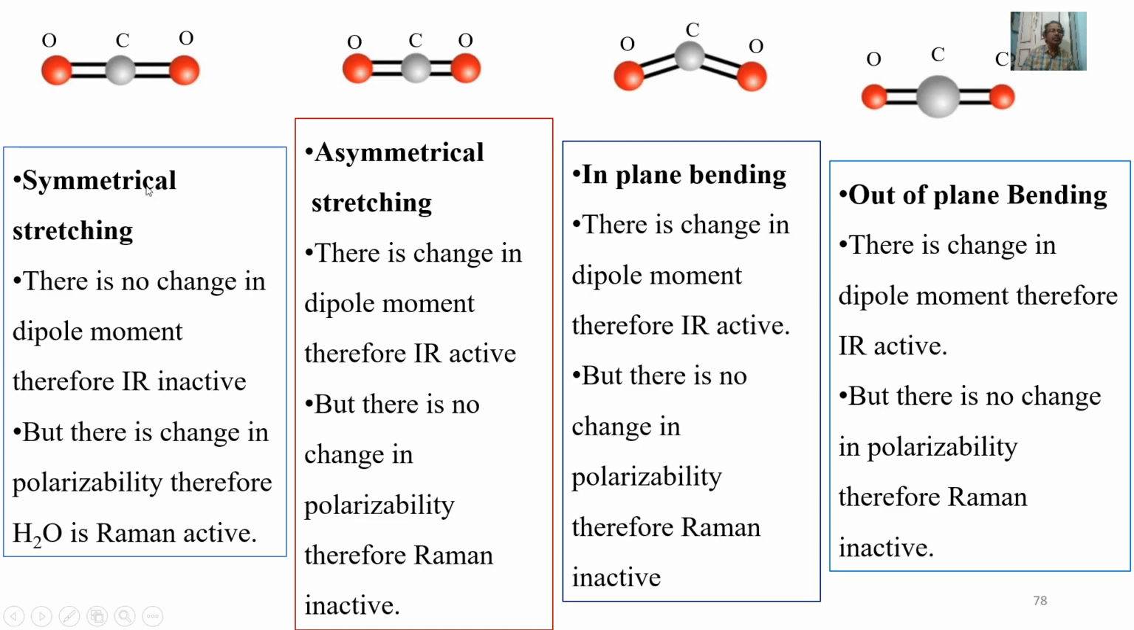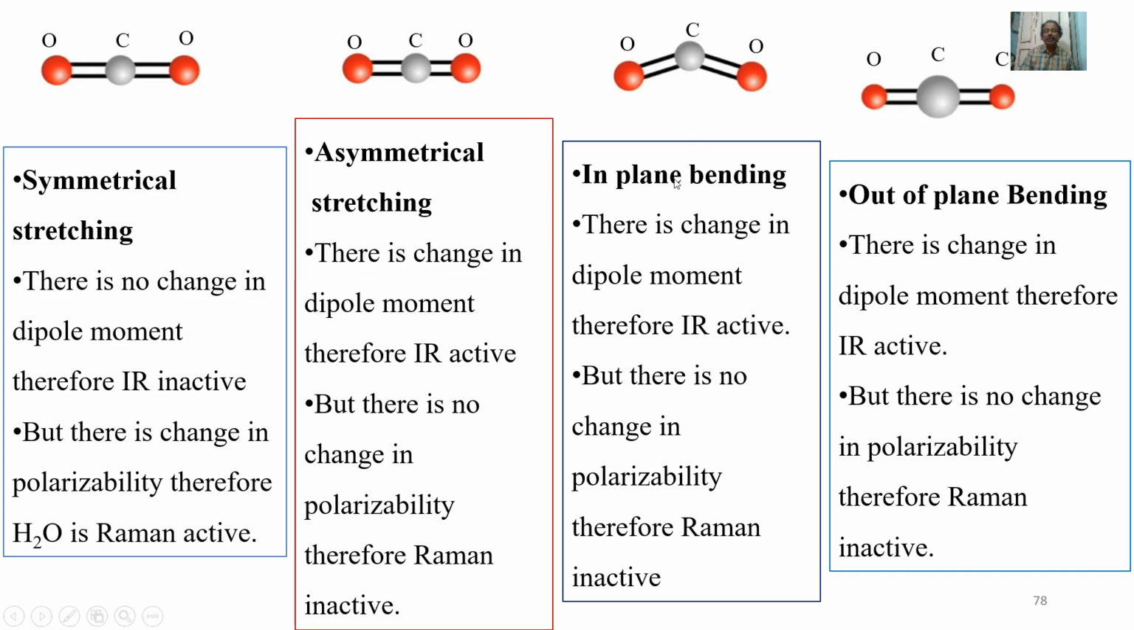One is symmetrical stretching. There is no change in dipole moment, therefore IR inactive, whereas there is a change in polarizability, therefore Raman active. So in the symmetrical stretching, IR inactive, Raman active. Whereas in the asymmetrical stretching, there is a change in dipole moment, therefore IR active, but there is no change in polarizability, therefore Raman inactive.